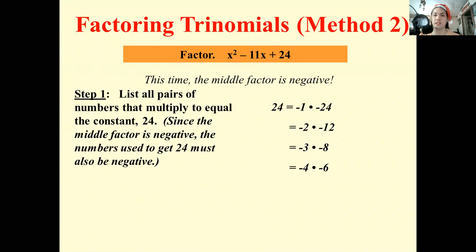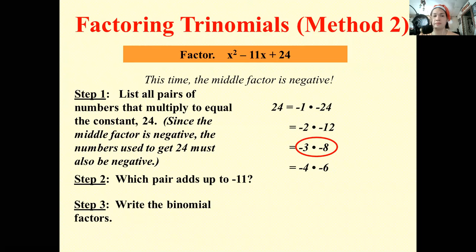We have negative 1, negative 24, negative 2 and negative 12, negative 3 and negative 8, and also negative 4 and negative 6, and we need the pair that gives negative 11. The first one will give you negative 25. This one gives you negative 14. No. This one, negative 10, not negative 11. Therefore, negative 3 and negative 8 are the perfect combination for your factors that will satisfy the condition. So very good. Negative 3 and negative 8.